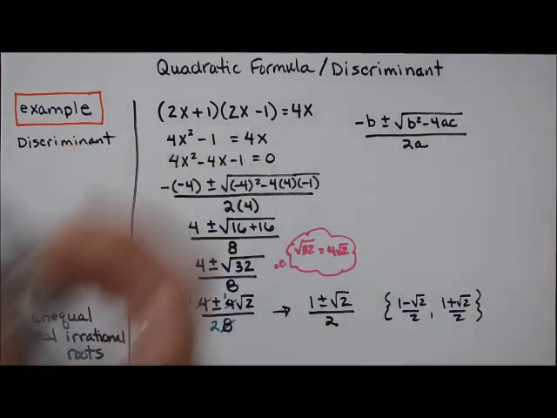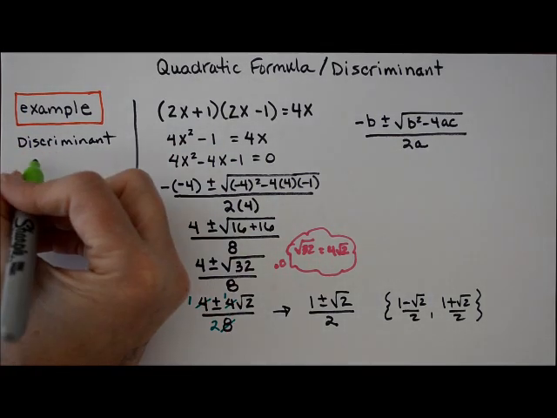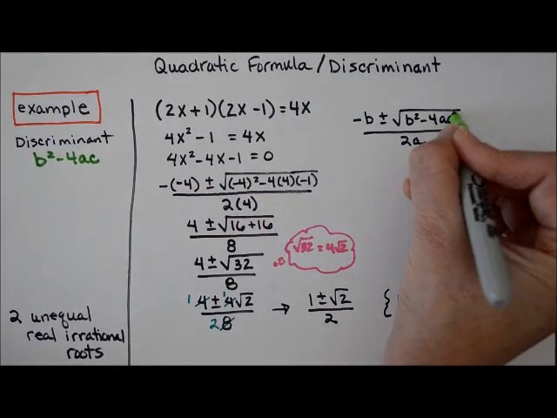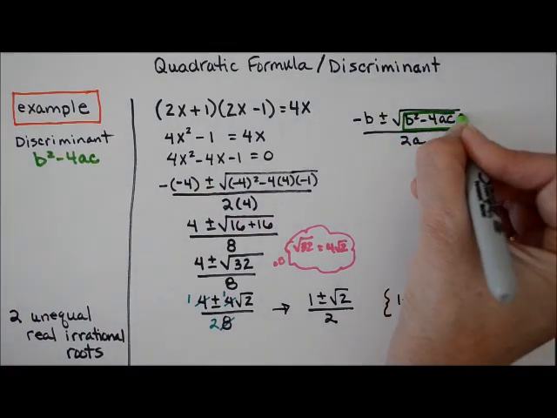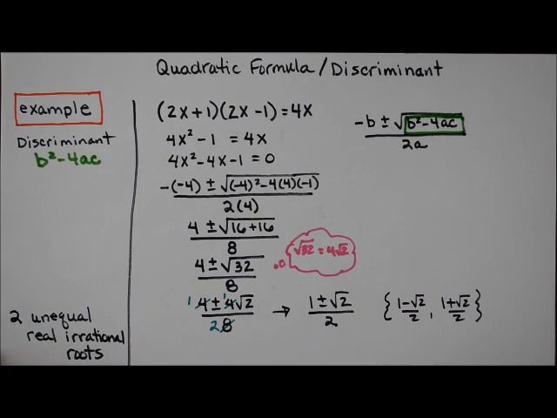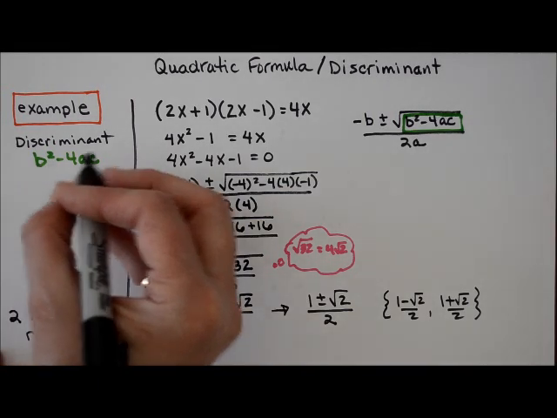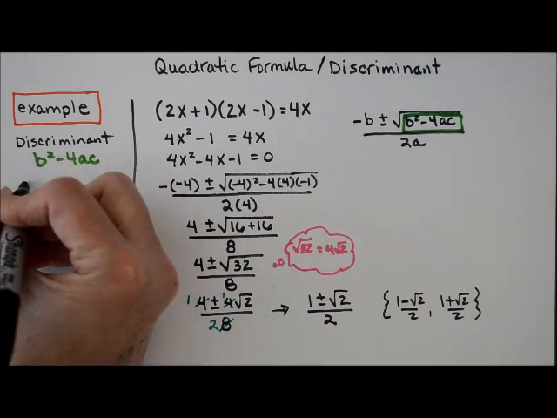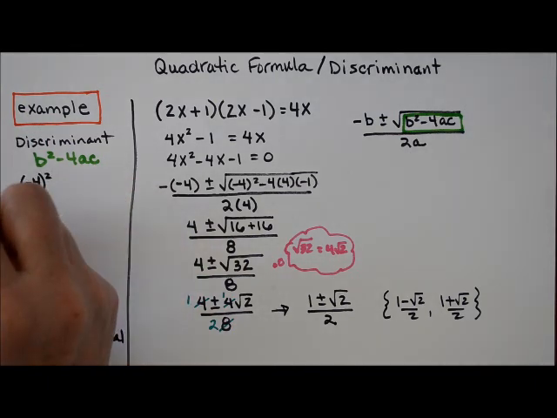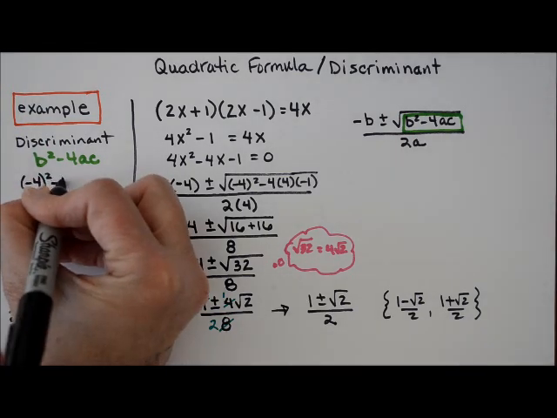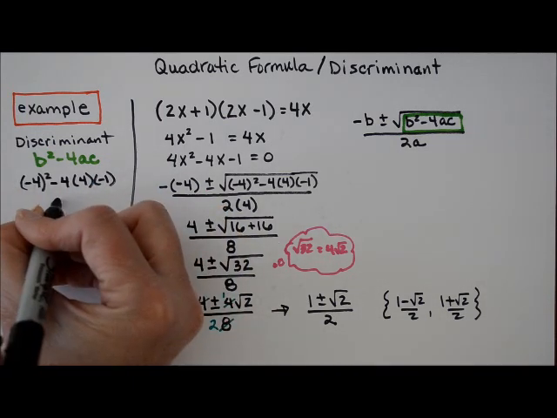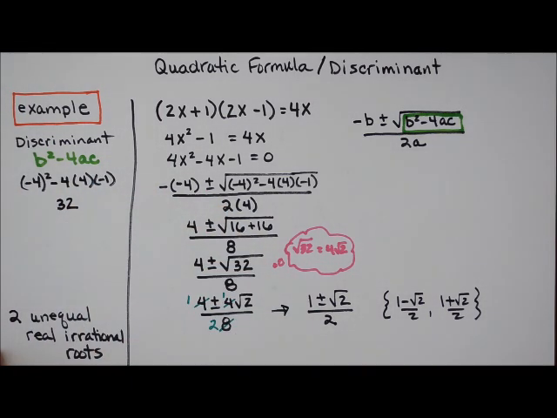And remember, the discriminant is b squared minus 4ac. It's what's underneath this radical sign. It's not the square root portion of it, it's just that number that's underneath it. When we did this, we ended up with negative 4 squared minus 4 times 4 times a negative 1, and we ended up with this number of 32. So my discriminant was 32.